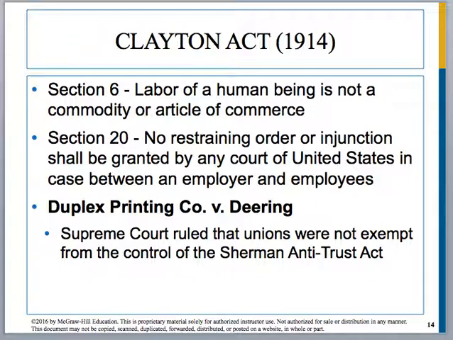Section 20, we have no restraining order or injunction shall be granted by any court of the U.S. in a case between an employer and employee. And we have Duplex Printing Company versus Deering, where it said that unions were not exempt from the control of the Sherman Antitrust Act. So it's making sure to keep unions in line, so that they don't try to scurry around what has been set in place for other entities.